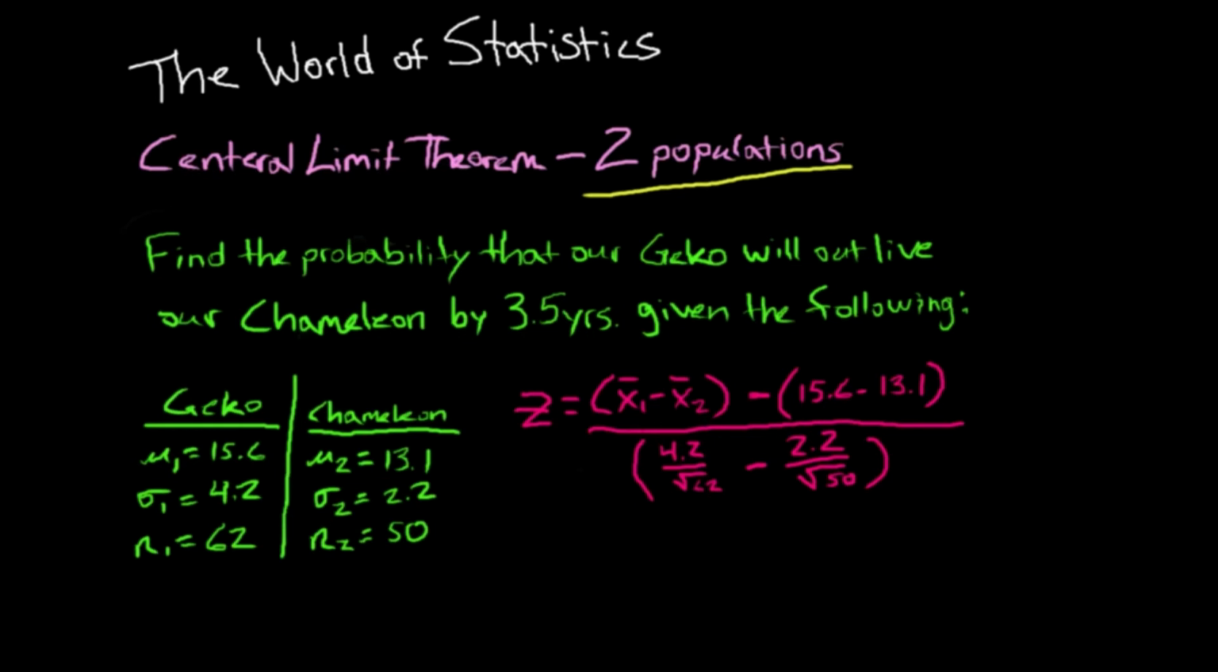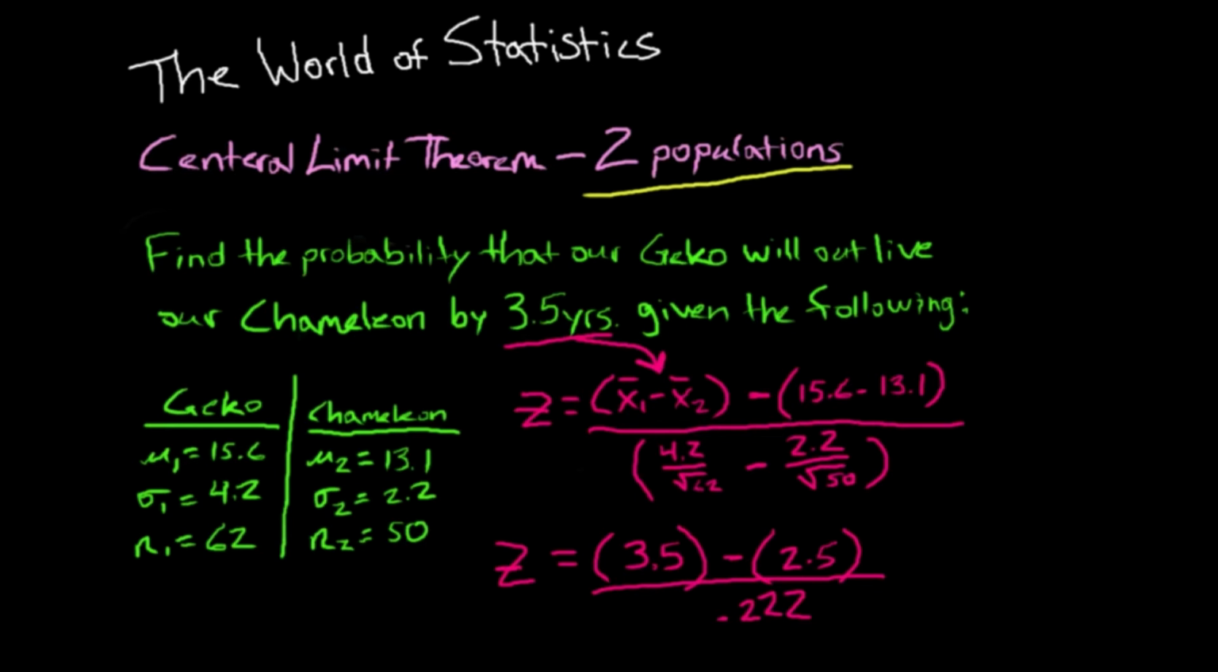Now this x bar 1 minus x bar 2, you may be wondering how we figure out what that is. Well, it's actually given to us in the question. We want to find the probability that there is a difference of at least 3.5 years between the gecko and the chameleon. So the same formula would apply. We're going to have 3.5 here minus 2.5, and we're going to divide that by 0.222.